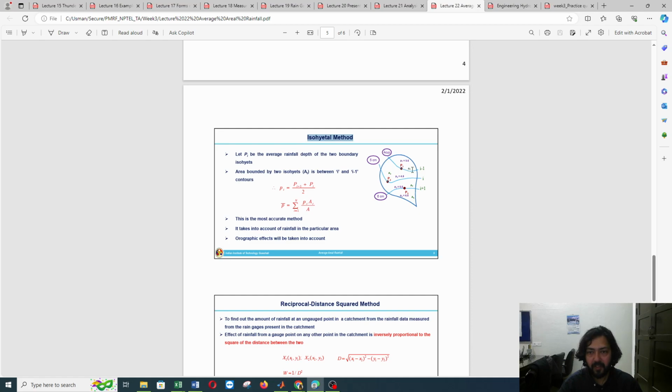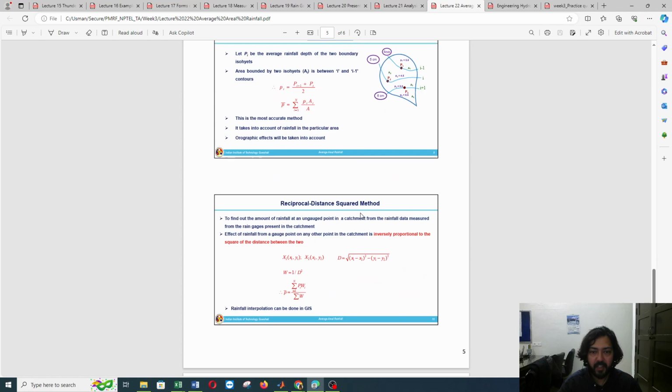So if you look at P1 and A1, the precipitation here is 4. So we are first going to take the mean of it. Then for area 2, the precipitation value is 5, but we are going to take the mean of it. So in the isohyetal method, it is important to calculate the mean of precipitation first, and then multiply it with its representative area.